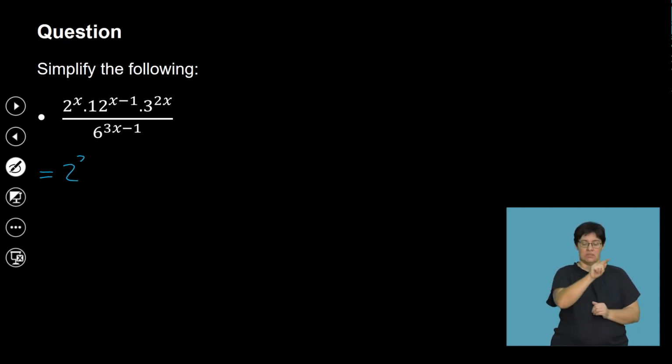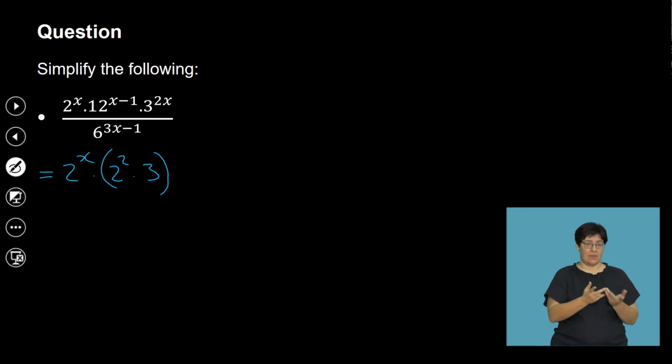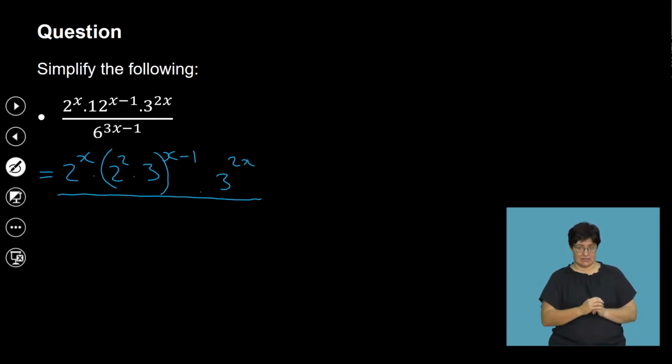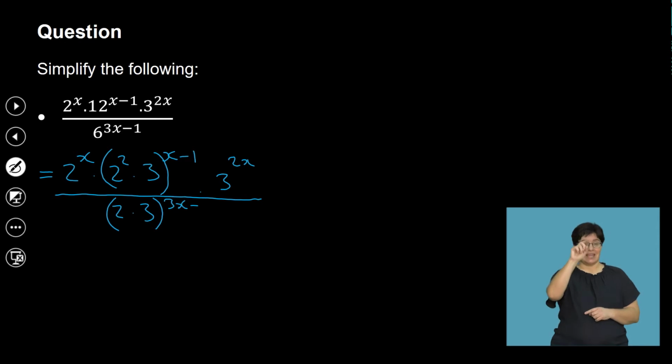This will be 2 to the exponent of x multiplied by 2 to the exponent of 2 multiplied by 3, because 2 to the exponent of 2 is 4 times 3, it gives me that 12. But I must raise all of this to x minus 1 multiplied by 3 to the exponent of 2x. And all of this is divided by 2 multiplied by 3 to the exponent of 3x minus 1, right? And then remember, we distribute the exponent outside to the exponent inside to remove the bracket.